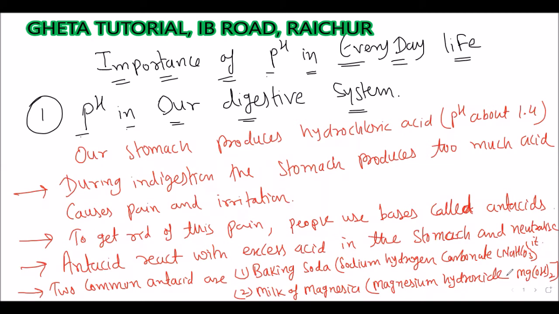So that was the pH in our digestive system. Our stomach produces hydrochloric acid. What is the pH? About 1.4. During indigestion, too much acid is produced, which causes pain and irritation in the stomach. To get relief, we use bases called antacids. This antacid reacts with the excess acid and neutralizes it. The two common antacids are sodium hydrogen carbonate, called baking soda, and milk of magnesia, called magnesium hydroxide.